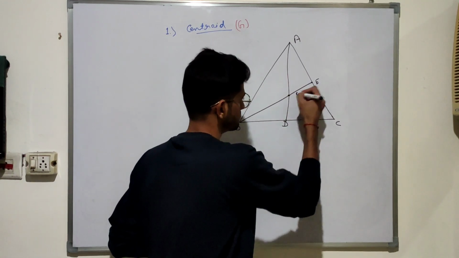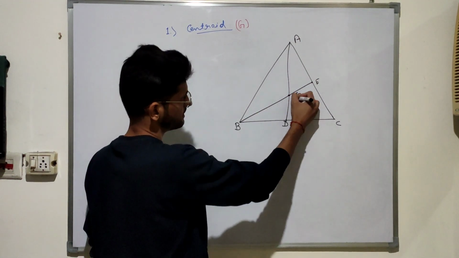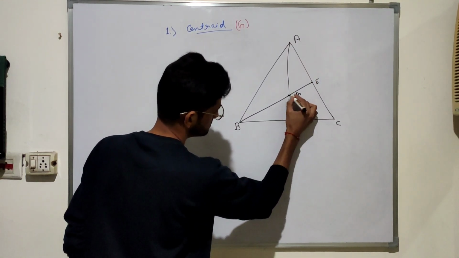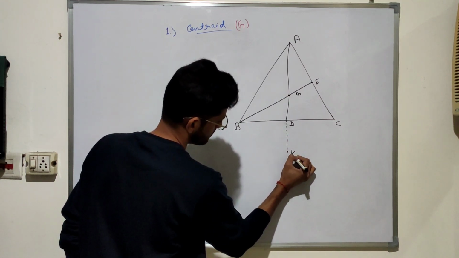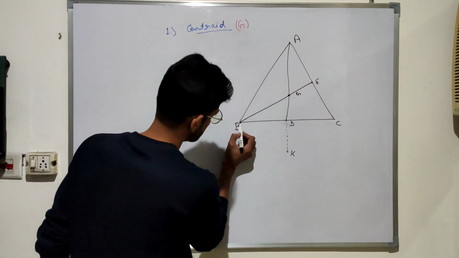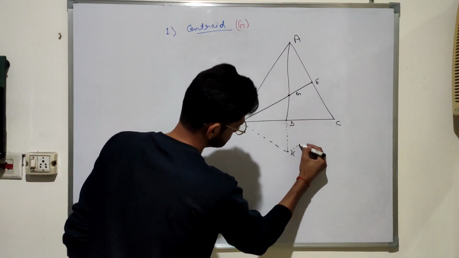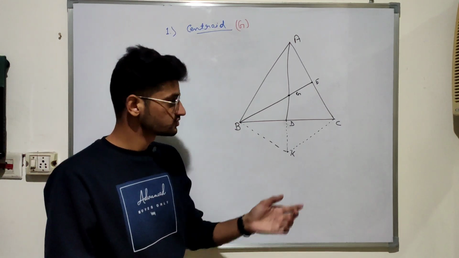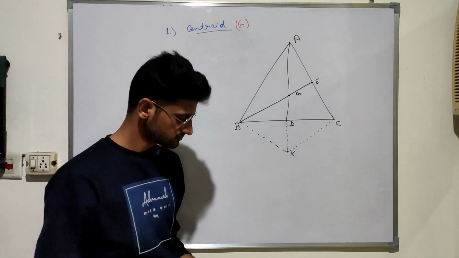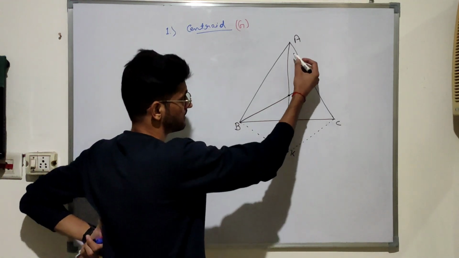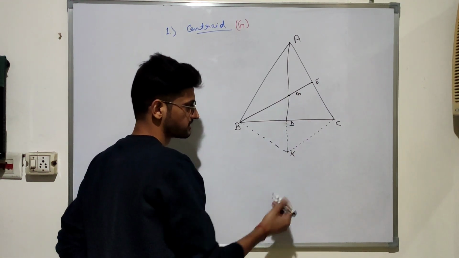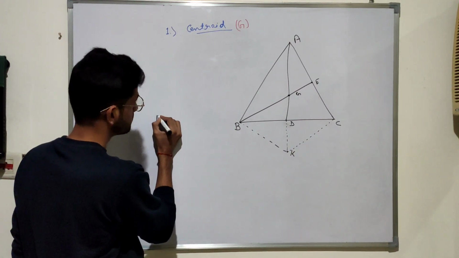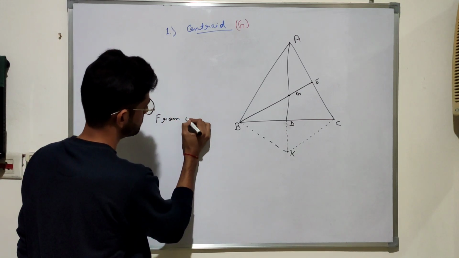To understand this, let's do some construction work. We will extend GD to point K, and we will join BK and CK. What we are going to achieve is to find the ratio in which point G is dividing the length AD. So we have extended GD to K, and we are now joining BK and CK.